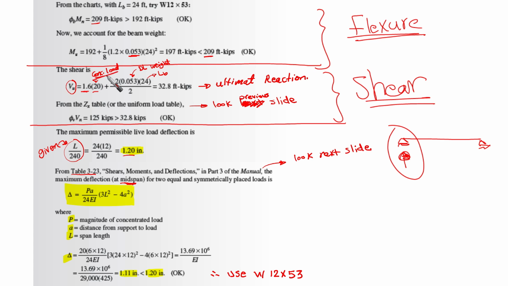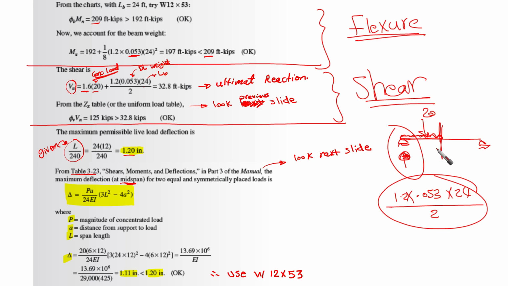This is the concentrated load. Again, it is live load. Plus 1.2 times 0.053 times 24 over 2, which is the distributed load coming from the weight, so half of this. So we have 0.053, this is the load per unit length, times 1.2 times 24 over 2. This gives us the reaction coming from the weight. Add it also here, and we are going to find that this is the ultimate reaction, the required shear strength.